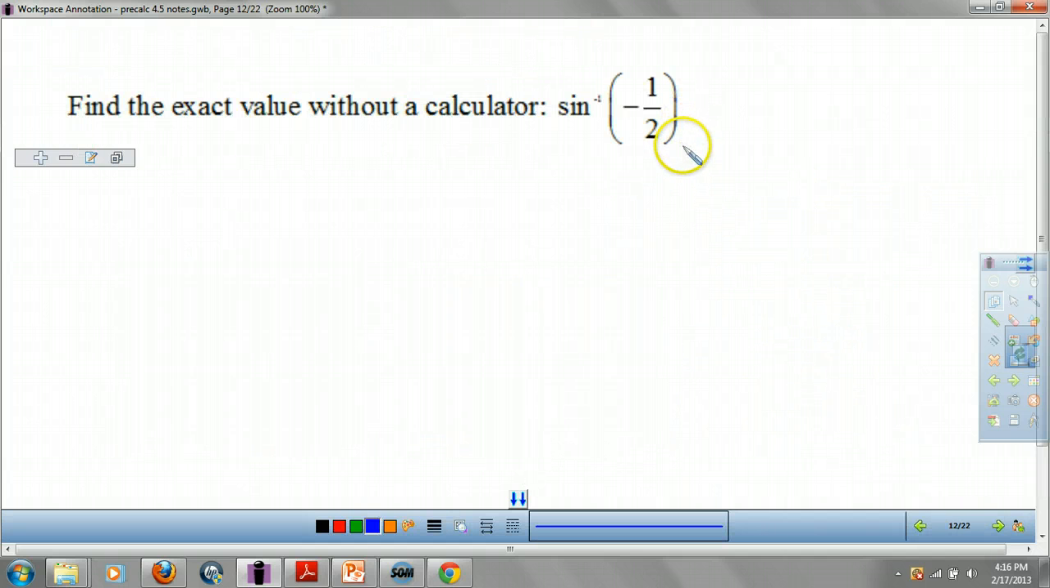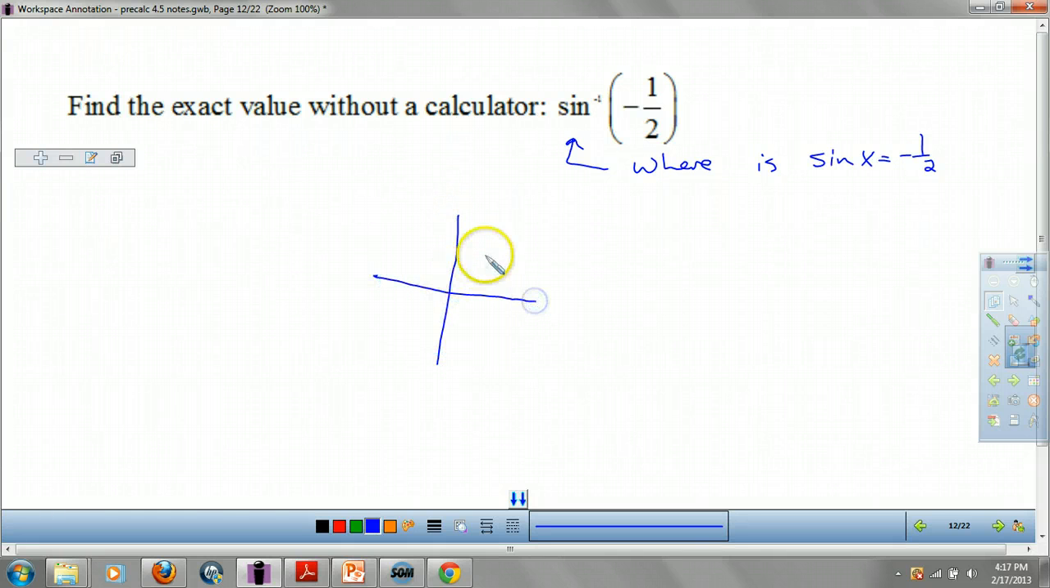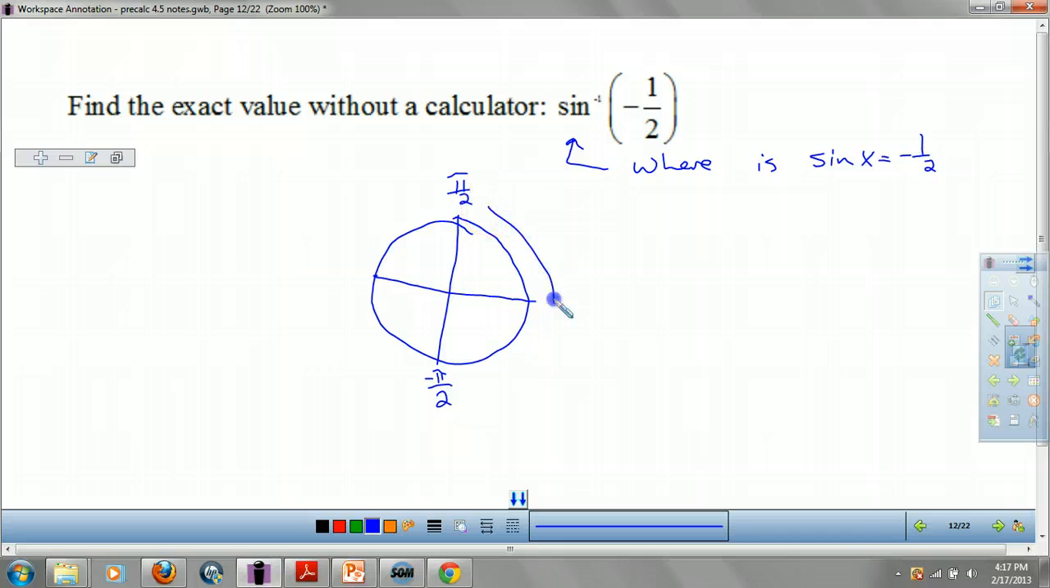Okay, evaluate this without a calculator. Tough stuff. So what this is asking is, where is sine x equal to -1/2? This is where the unit circle comes in, guys. I think about my unit circle. I know I'm going to get an answer between pi/2 and -pi/2. It's going to be on this side. Don't even worry about this side for right now.